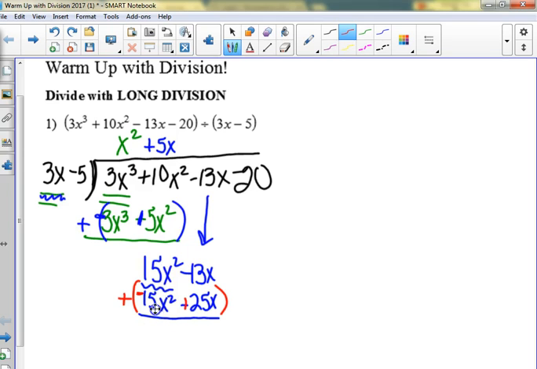So these should cancel out if we did it correctly. But remember, it was a negative 13 minus a negative 25, which became plus positive. So we have 12x. Everybody okay? Bring down minus 20.